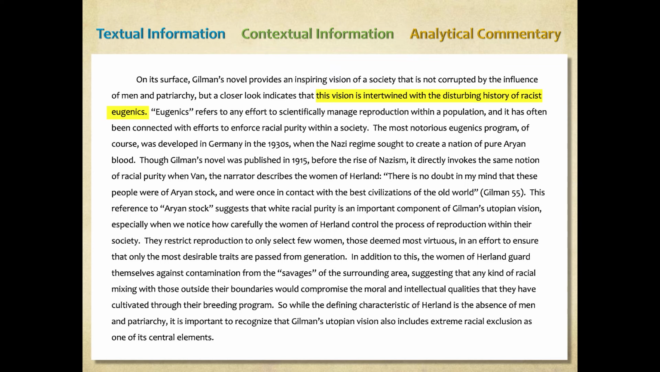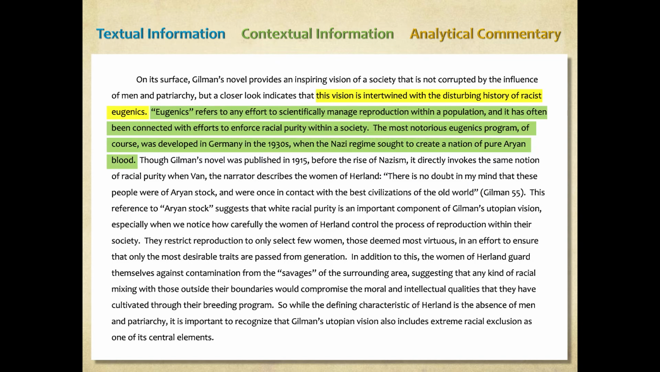So, these two sentences introduce important contextual information that is not within the text itself, but that is about the context in which the text was written. We learn what eugenics is, and that it was common during the time period that Gilman wrote her novel. We also learn about its connection to racism. What we don't know yet is why Jada would connect this contextual information to Gilman's novel. We haven't seen a connection between this contextual information and any textual information. Let's keep reading.